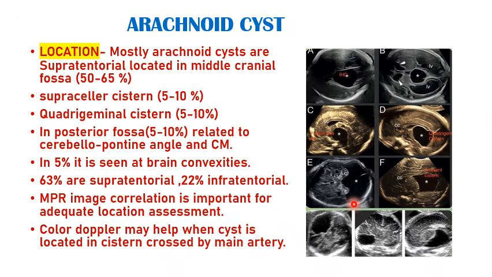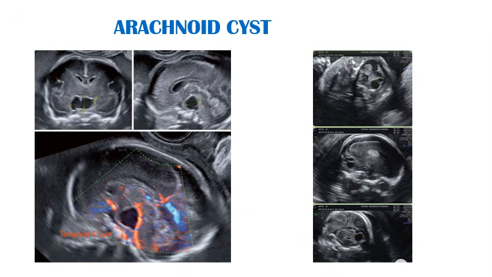Multiplanar image correlation is important for adequate location assessment, and color Doppler may also help when the cyst is located in a cistern crossed by a main artery. Here we can see this is the suprasellar cistern, this is the quadrigeminal cistern, this is a midline interhemispheric cyst. Here we can see an arachnoid cyst in the posterior cerebral fossa, same along the side, compressing the cerebral parenchyma. This is an arachnoid cyst in the temporal part of the cerebral cortex, a temporal arachnoid cyst, displacing the vessels.